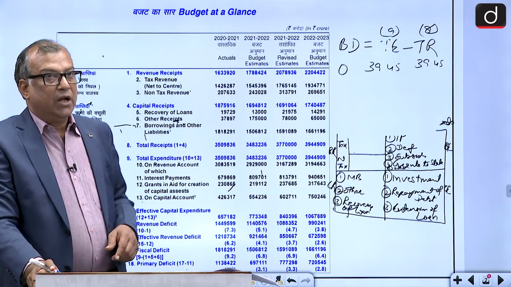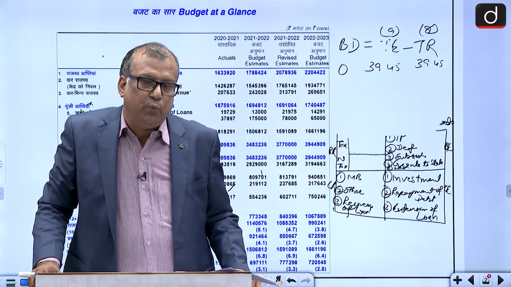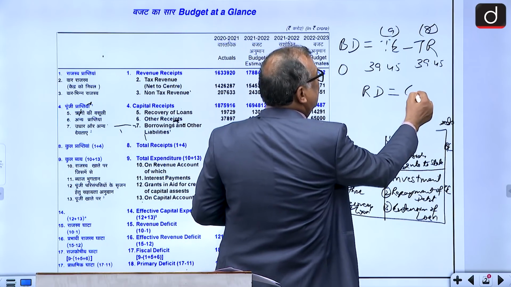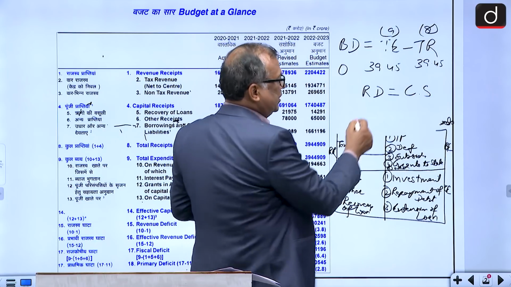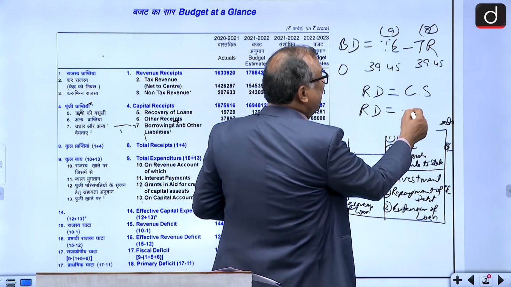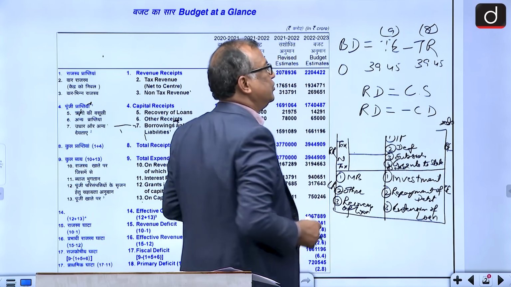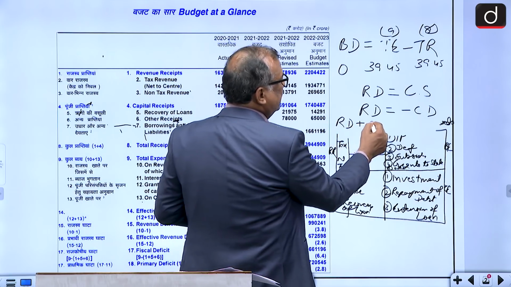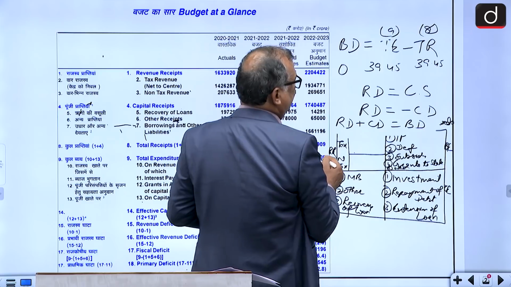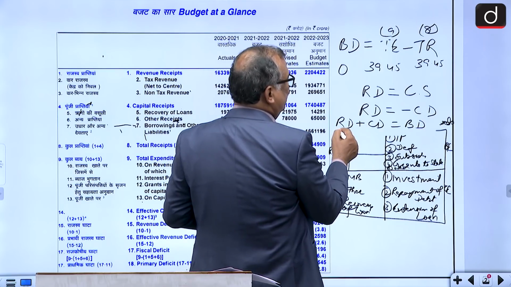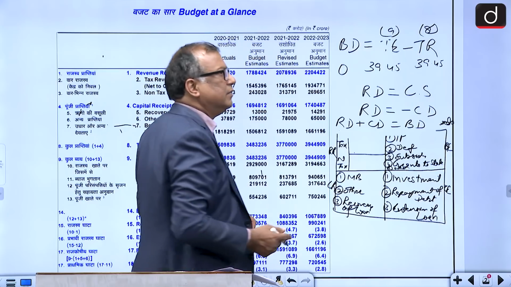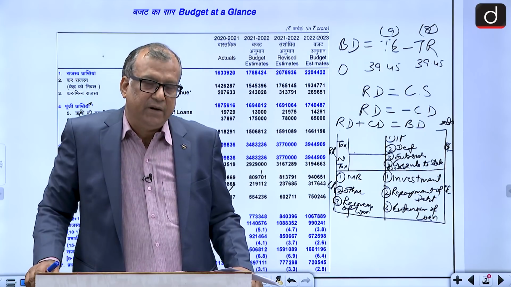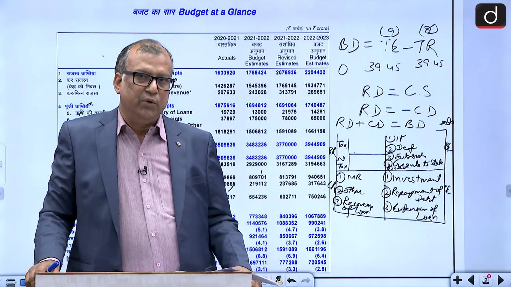Now the question part. Budget deficit is 0 is a kind of statement. Why is it 0? Because revenue deficit is equal to capital surplus, or you can also say that revenue deficit is equal to minus capital deficit. So if you add up the two, you will get 0. Revenue deficit plus capital deficit is equal to budget deficit. So if you add up 9.9 plus minus 9.9, you get 0. So an assertion-reasoning question could be framed. This is how you have to look at the data trend, always imagining what kind of question they can frame.